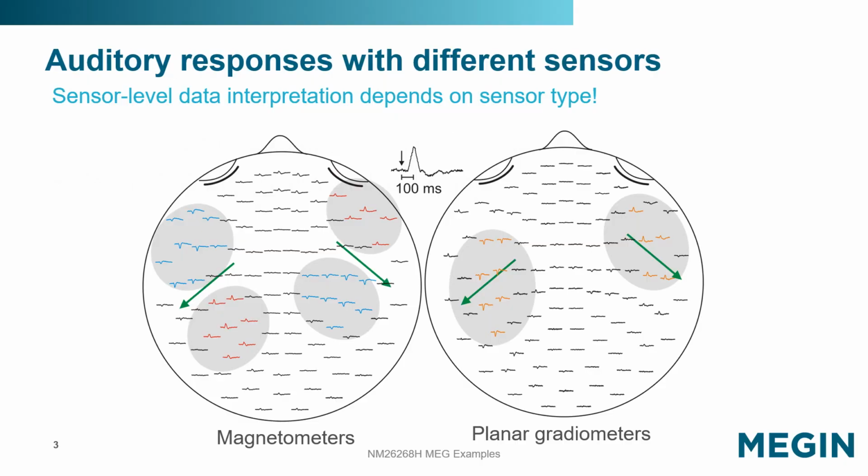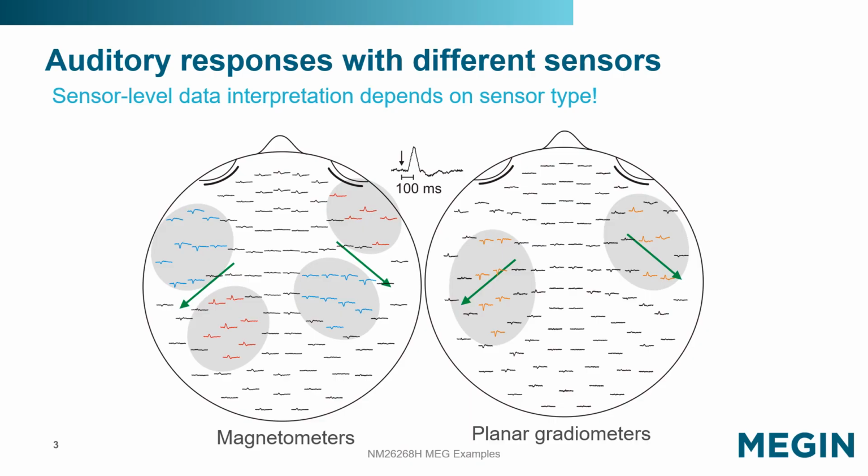MEG's triple sensor array combines two kinds of sensors: magnetometers and planar gradiometers. They are manufactured with thin film technology and occupy physically the same space. However, a magnetometer and a planar gradiometer have very different sensitivity patterns. Overlaying a magnetometer and two planar gradiometers in the same sensor unit conveys more information about the brain activity than using either of the sensor types alone.